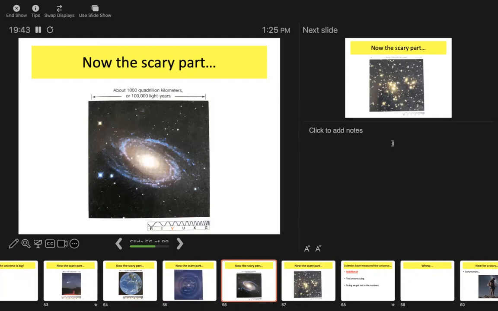And the scary part about this is thinking about your relationship to all of this. I mean, we haven't even begun to approach the end of the universe, right? This is just one of billions upon billions upon billions upon billions of galaxies, right?